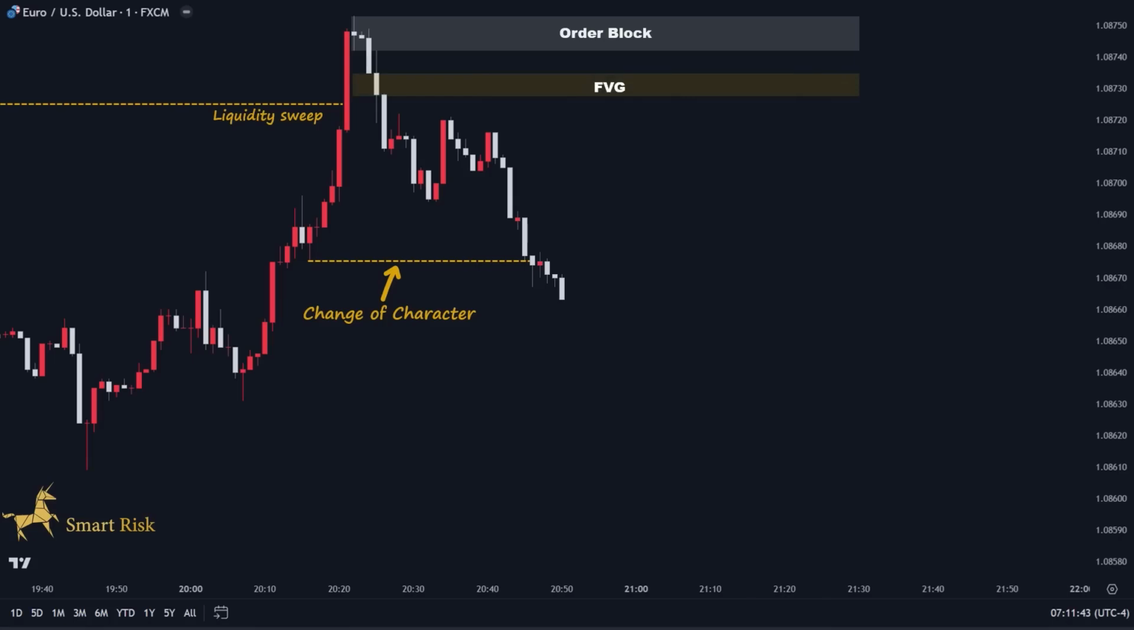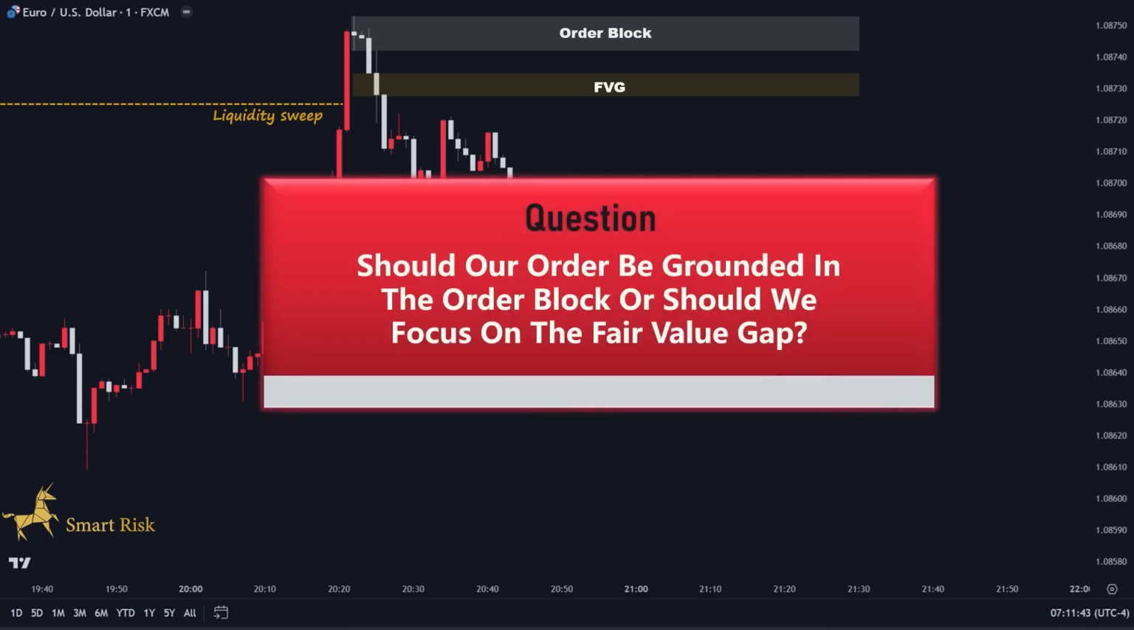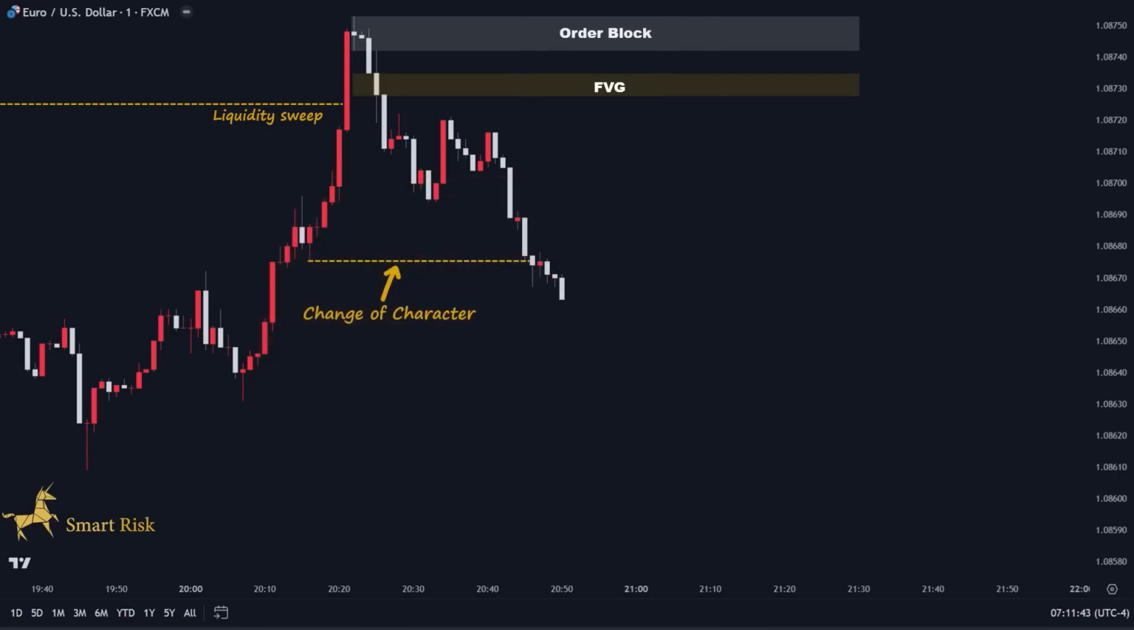Now, the crucial question arises: which zone should we prioritize for positioning our sell limit order? Should our order be grounded in the order block, or should we focus on the fair value gap? To answer this query, let me explain my entry approach in situations like these. When faced with scenarios where order blocks and fair value gaps coincide, my preference is to position my entry point at the midpoint of the zone, including both the order block and fair value gap.